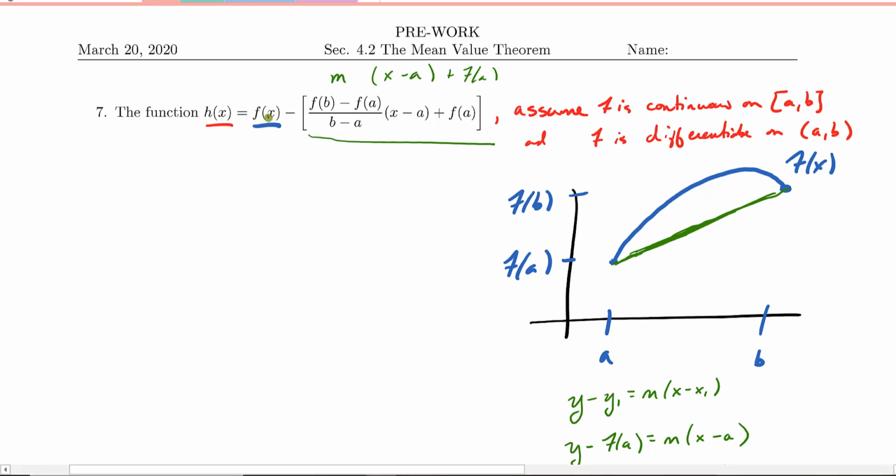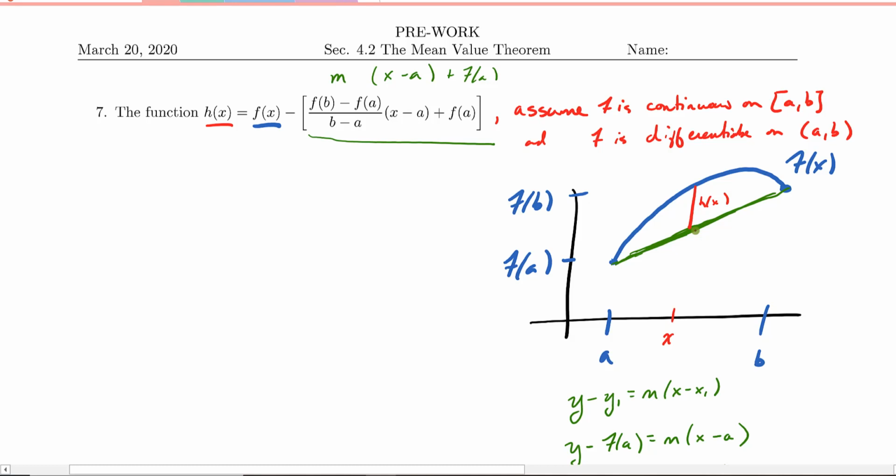Well, h of x is said to be the difference between the f of x value and the secant line value. So visually, we can imagine h of x as being this distance right here. If this was an x coordinate, h of x is the difference between the f of x value and the secant line value at that same point.